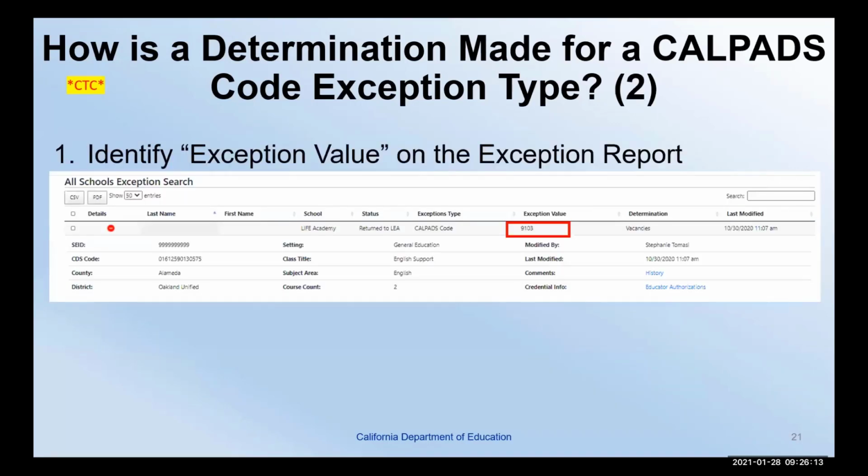Okay, and then Anne went over this already, but we just want to show you again that the exception type will say CalPADS code, and that exception value will match the course that was selected in CalPADS. As well, that class title is going to match the course title in CalPADS. A lot of people have been asking for the decoder to figure out what is authorized to teach what. But I really think that if you just draw your attention to that subject area right there, it's going to tell you basically 90% of what you need to know. So this is an English support title. We decided that this was an English class, and we coded it to English credentials. I think that's how you're going to approach that when you're monitoring.